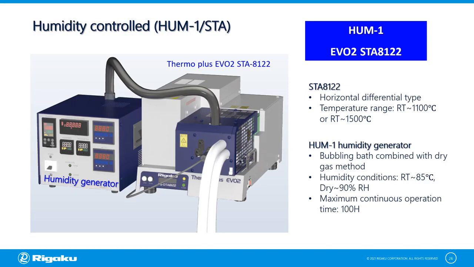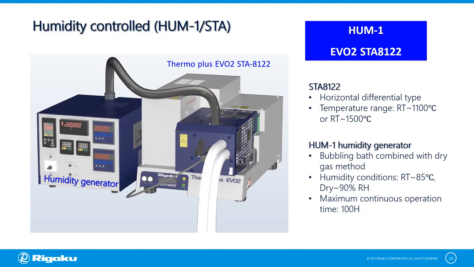In STA, we can perform measurements under air static or with a gas flow using inert or air atmosphere. However, if you want to measure the effect of relative humidity on the thermal behavior of a material, the HUME-1 or humidity generator is a suitable option for simulation measurements using water vapor atmosphere.